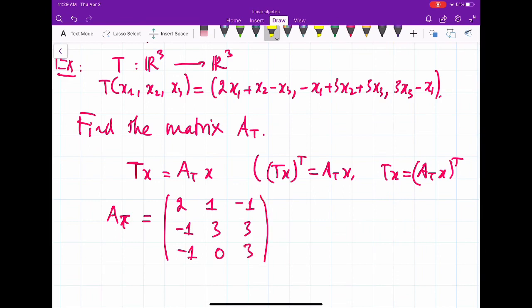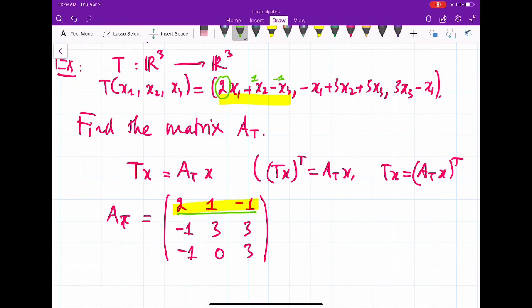How can we see that? Look at this. The first coordinate of T(x1, x2, x3) corresponds to the first row in A_T. I just pick the coefficients from here: 2, here I have 1, and here I have negative 1, and write them in row form.